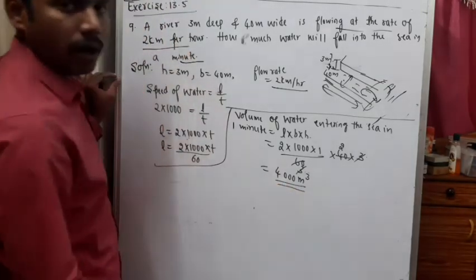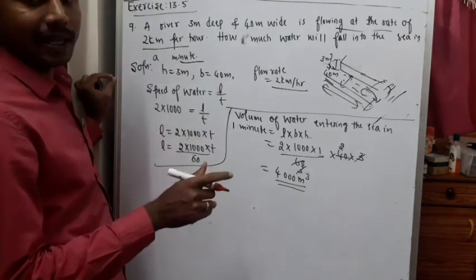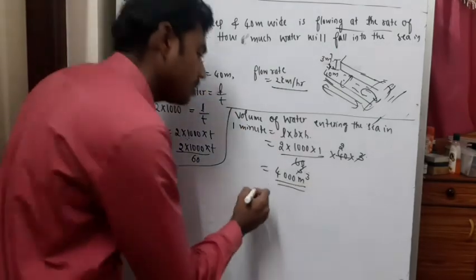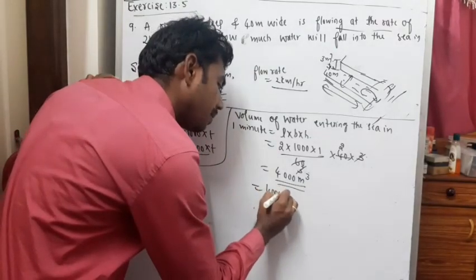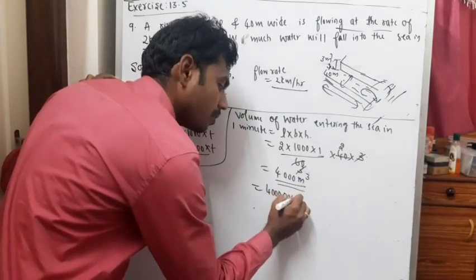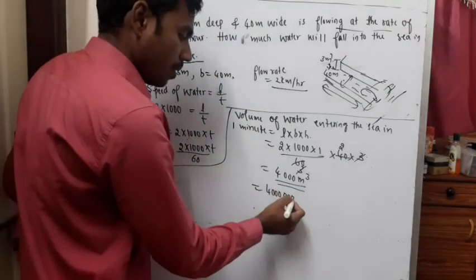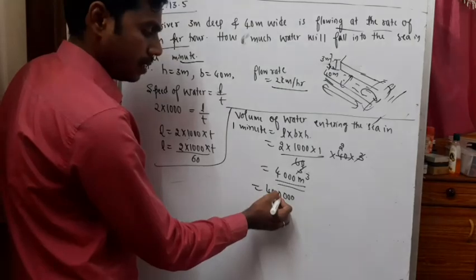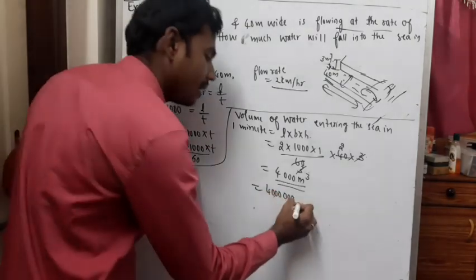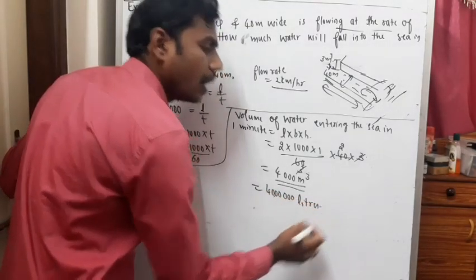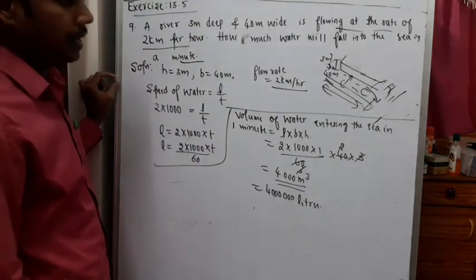4000 meter cube of water is entering the sea in 1 minute, or else 4000 followed by 3 zeros. If you multiply with 1000, you will get 4,000,000, that is 40 lakh liters of water will enter the sea in 1 minute. Please note this down.